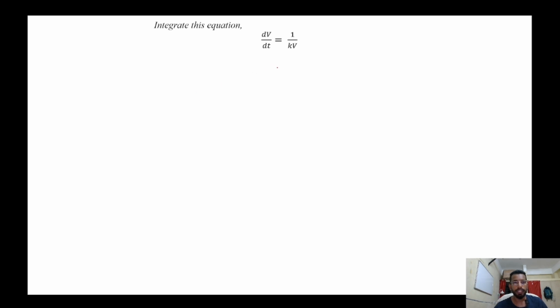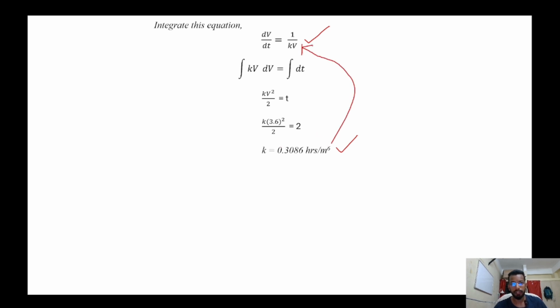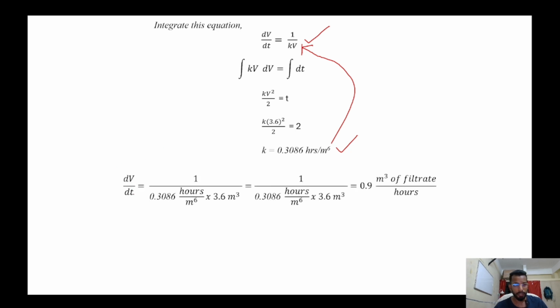So let's see. Integrating this equation, we get this plus c, the constant of integration. At t equal to 0, v equal to 0, so c automatically becomes 0. Now K will be this. We will not leave the units. Putting the value of K here, we get the rate dV by dt, putting in all the values and units, and we get this. This is the rate of filtration, and 1 by 4th of this value will be the rate of washing.